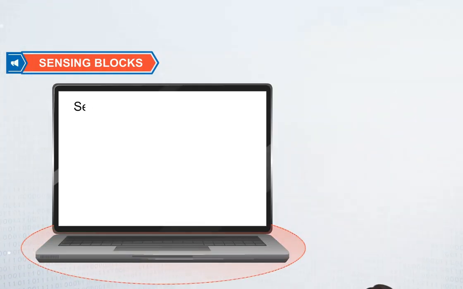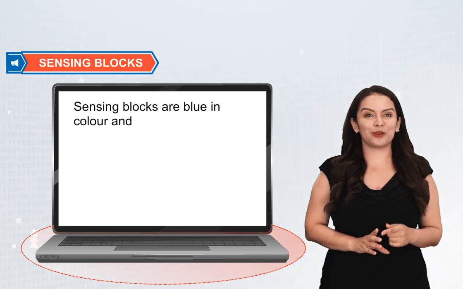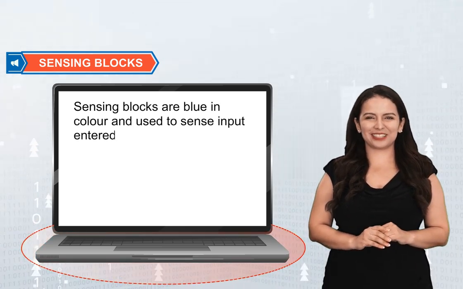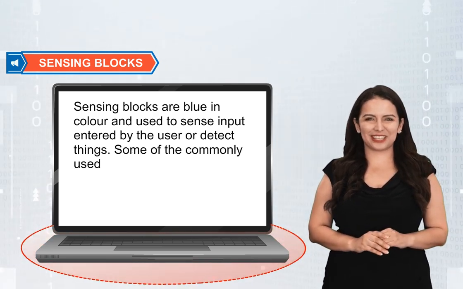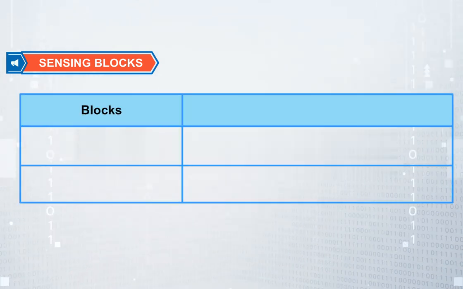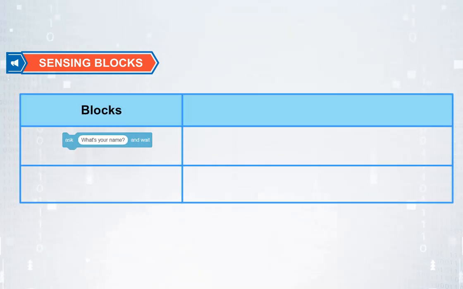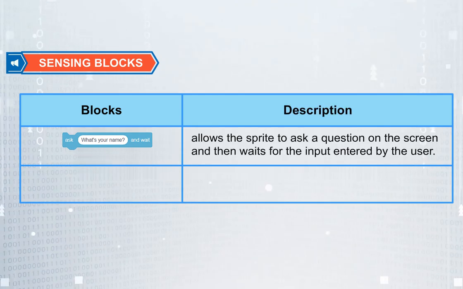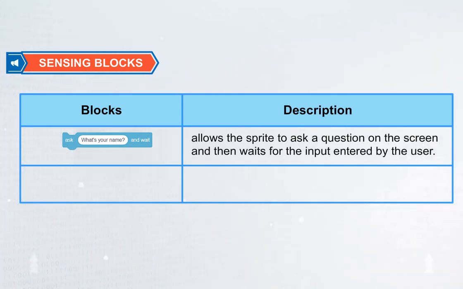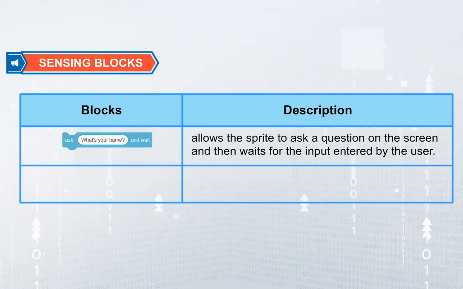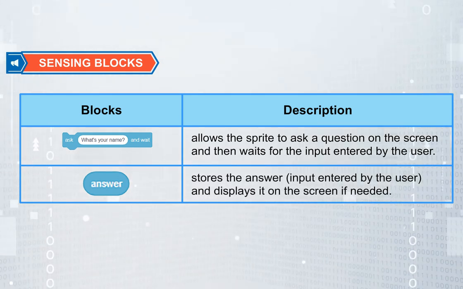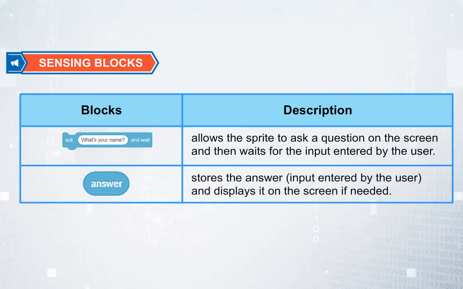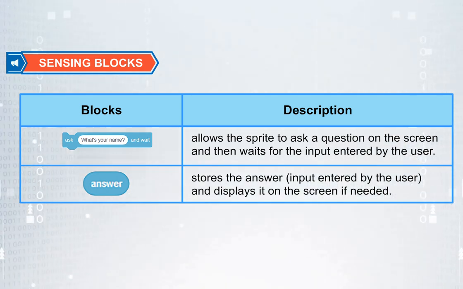Sensing blocks. Sensing blocks are blue in color and used to sense input entered by the user or detect things. Some of the commonly used sensing blocks are: Ask what's your name and wait. Description. Allows the sprite to ask a question on the screen and then waits for the input entered by the user. Answer. Stores the answer input entered by the user and displays it on the screen if needed.